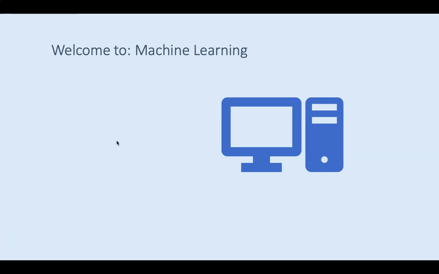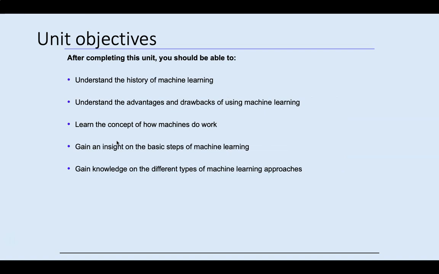In the machine learning course, we have so many things to explore, so many things to understand, and so many things to deploy. So in this tutorial, the objective is we will first understand the history of machine learning. We will understand the advantages and drawbacks of using machine learning. We will learn the concept of how a machine works, and also gain insight into the basic steps of machine learning. We will gain knowledge on the different types of machine learning approaches as well.